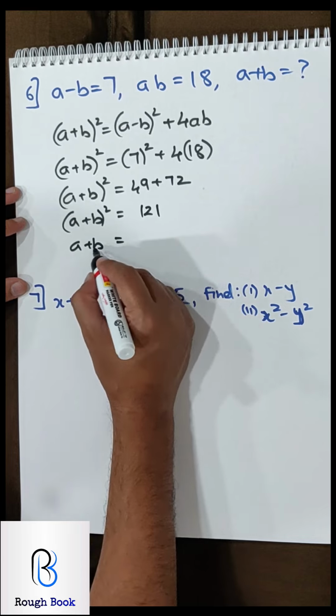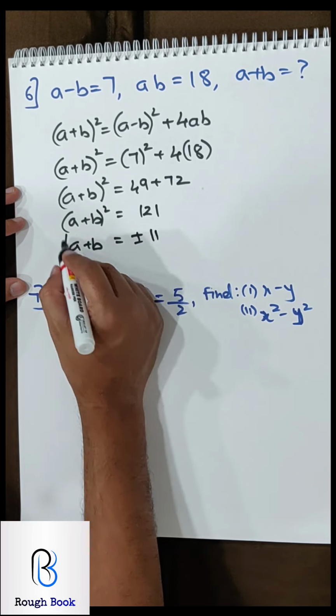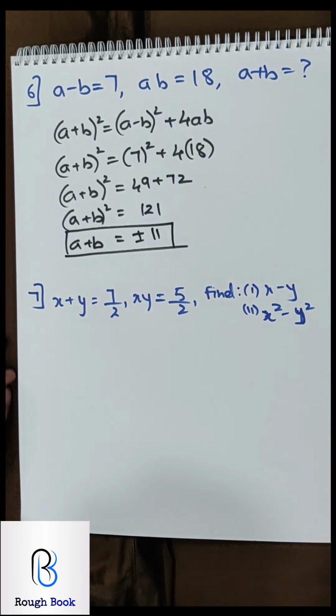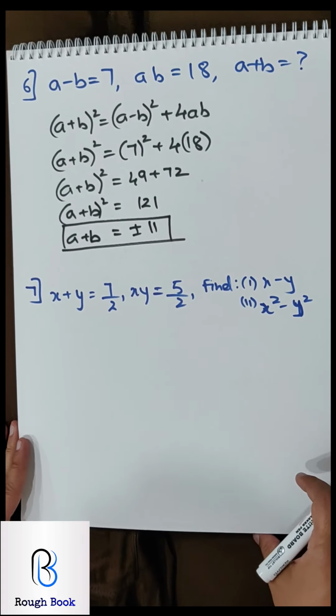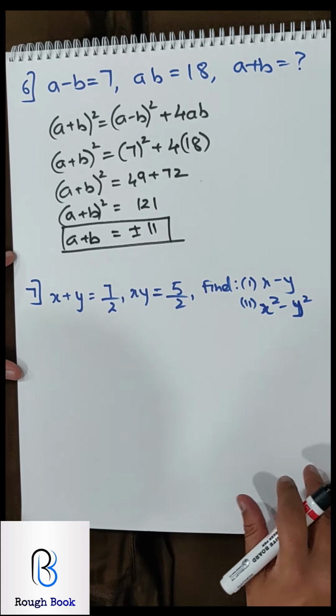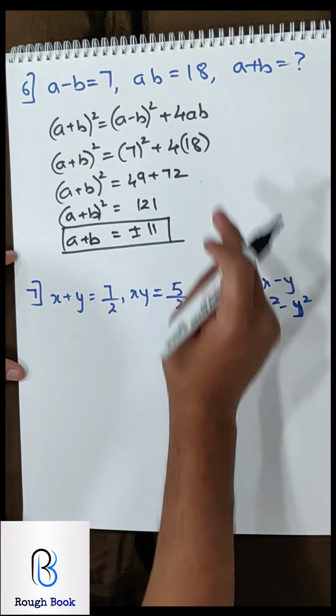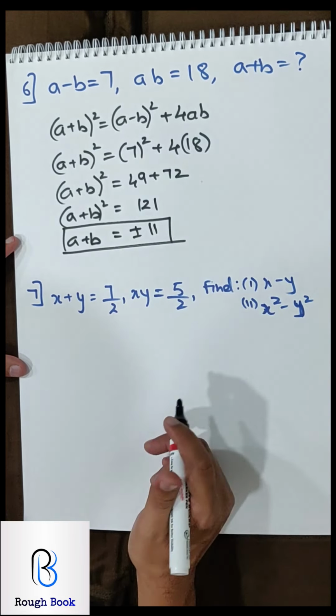So this will be a plus b, and this will be plus or minus 11. People just write 11 here. But you are expected to write both plus or minus 11. Yeah, I hope you remember the relationship technique whenever this is asked.